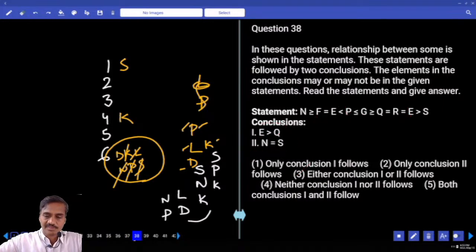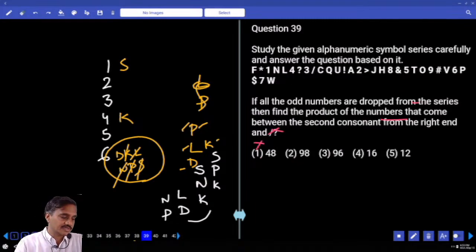Then 38, the relation between E and Q. Now E is here, Q. Q equals E, isn't it? Q equals E, hence Q cannot be lesser than E. N equals S. Now between N and S, they are not equal. Hence neither 1 nor 2, choice 4, question 38.